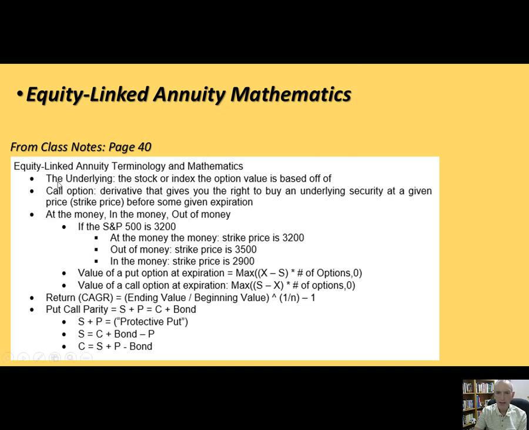So MetLife, in our example, the stock of MetLife is what we call the underlying. That's the stock or index that the option value is based off. For our problem, we're going to use the S&P 500. The S&P 500 is a stock index. It's the most popular and most closely followed stock index in the world. It follows 500 of the largest stocks in the U.S.